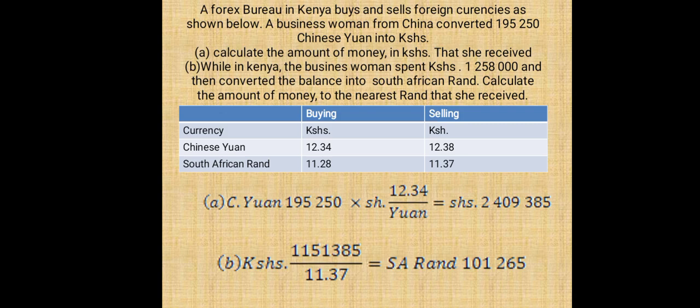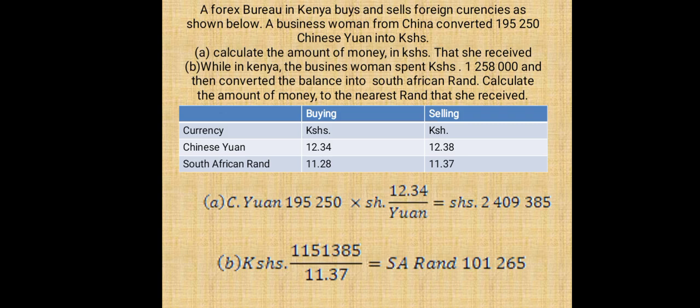A forex bureau in Kenya buys and sells foreign currencies as shown below. A businesswoman from China converted 195,250 Chinese yuan into Kenya shillings. Calculate the amount of money in Kenya shillings that she received. While in Kenya, the businesswoman spent 1,258,000 and then converted the balance into South African rand. Calculate the amount of money, to the nearest rand, that she received.